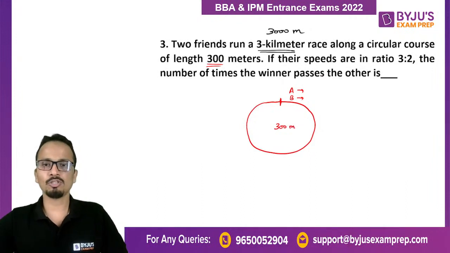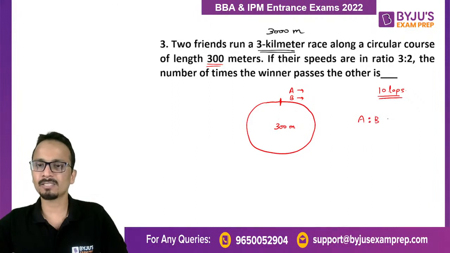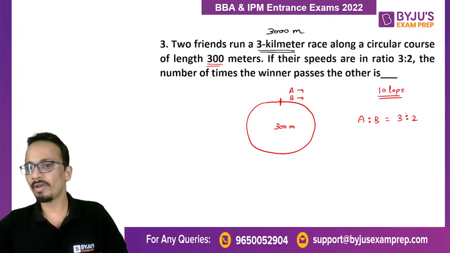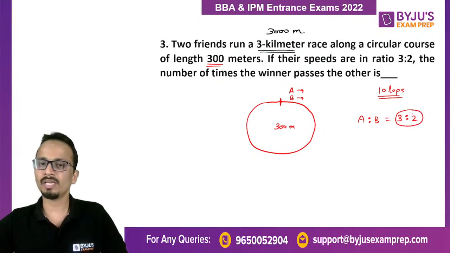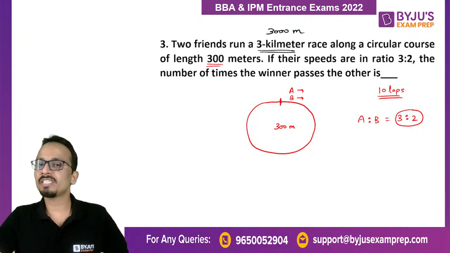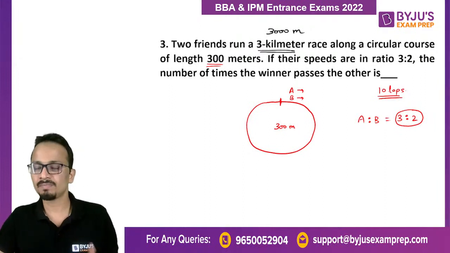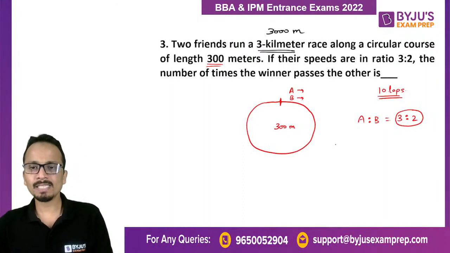Now the total race will be of 10 laps, and the ratio of the speeds of A and B is given as 3:2. Now this ratio is very useful in determining, first of all, the number of distinct points on the racetrack at which A will overtake B, or A and B will meet. Now in this case, A and B are moving in the same direction.